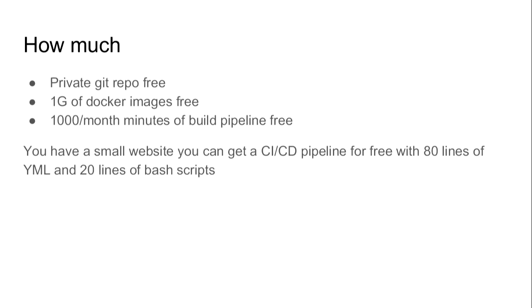How much is it going to cost you? Nothing. The private Git repo is free with GitLab. You have 1 gig of Docker images for free. You have 1,000 minutes per month of build pipeline for free. You can also install your own GitLab runner on your own servers if you want to, and then you have an unlimited amount of build pipelines. And the entire code base is around 80 lines of YAML and 20 lines of bash script to be able to release all of this. So now you have no excuse. You know what to do next weekend.